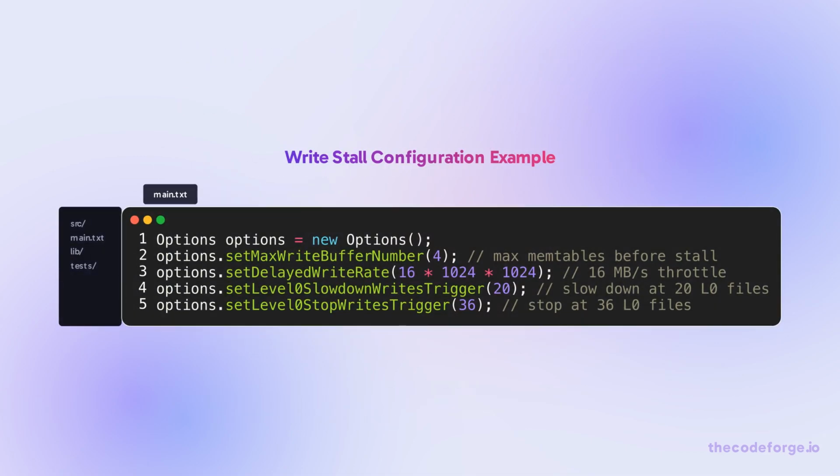The article discusses write stalls but doesn't show how to configure them. Here's a RocksDB example setting stall triggers to prevent OOM. Max write buffer number limits pending memtables, and delayed write rate throttles writes when compaction lags.